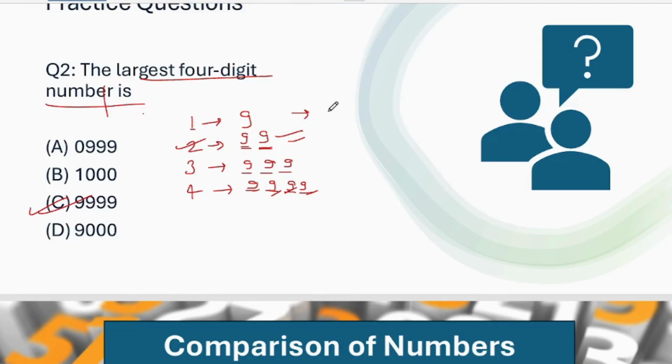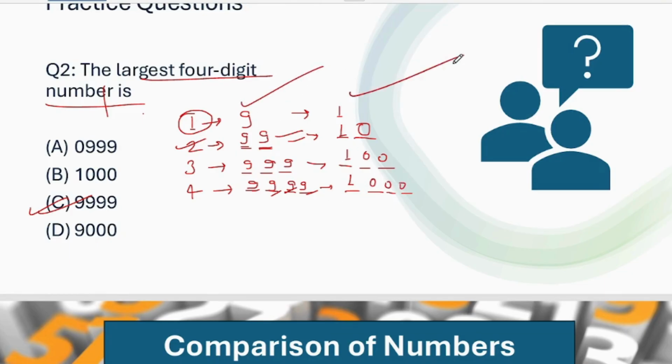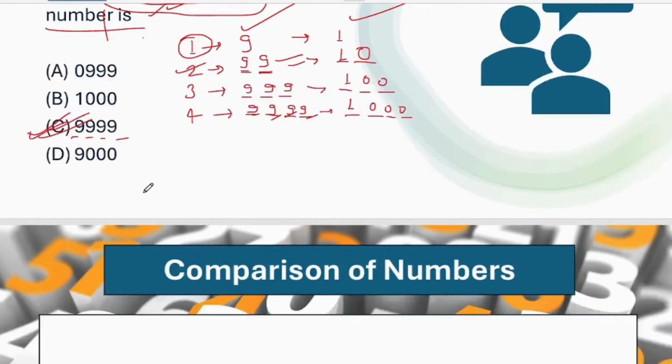Likewise, if it is asked for the smallest number, the smallest one digit number is 1. If it is asked for the smallest two digit number, give two positions. On the left hand side, write 1 and for the remaining place, give 0. Smallest three digit number, give three positions, on the left hand side 1 and then two zeros. Smallest four digit number, four positions, on the left hand side 1 and then three zeros. So this is the largest number and this is the smallest number. To answer this question, the largest four digit number is four nines, 9999. So option C is your answer.